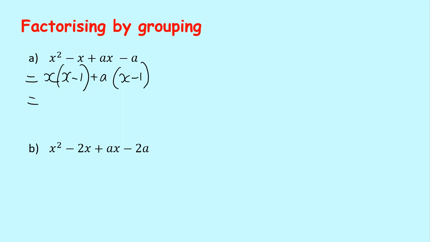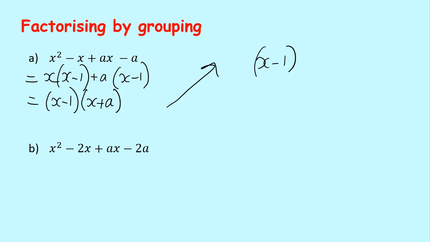This can be further factorized by taking the common factor of x minus 1 from each term, which will give us x minus 1 and then x plus a. Just to demonstrate how this worked, I will expand it back to show you that we get the same answer that we started with.